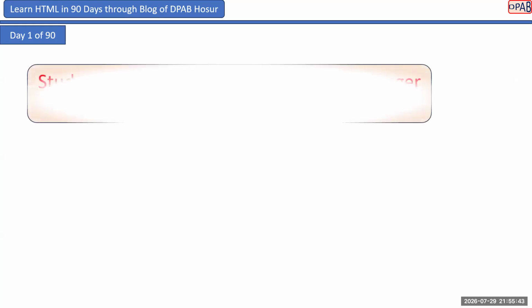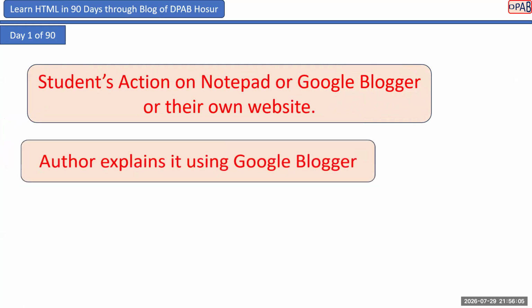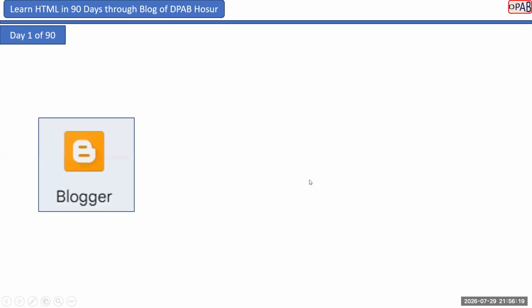So how are you going to do it? As a student or a learner, you will be writing this particular code in Notepad or Google Blogger directly, which you will be doing through Google Blogger only. And if you are a pro user of websites, and you have created your own website, there also you can write this HTML code to create your own blog. So I am the author explaining this video. My blog name is DPAB Hosur, as I told you. And we are on day one of the 90 days plan to complete the learning of HTML. So we will go and create our blogger now.